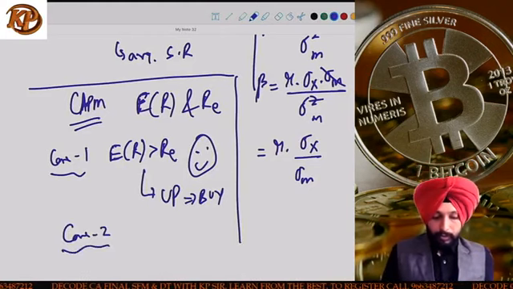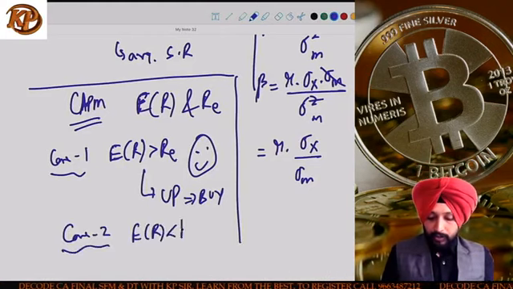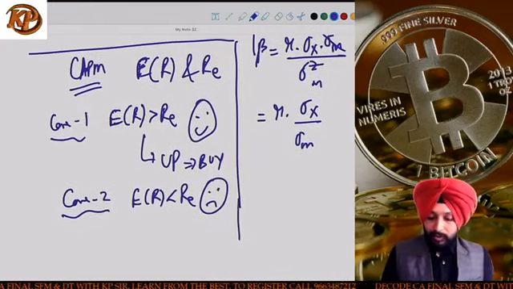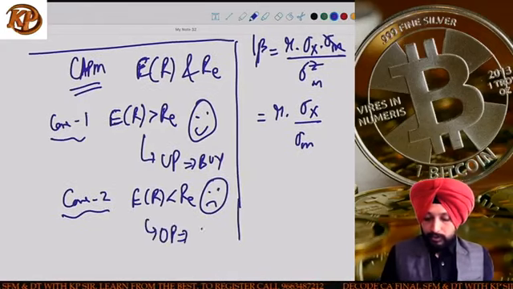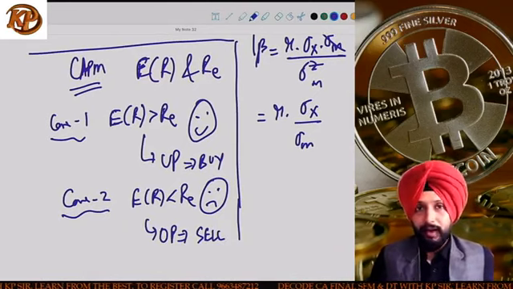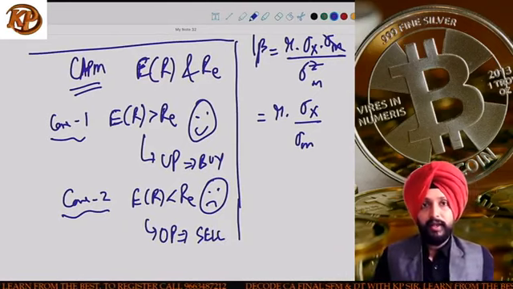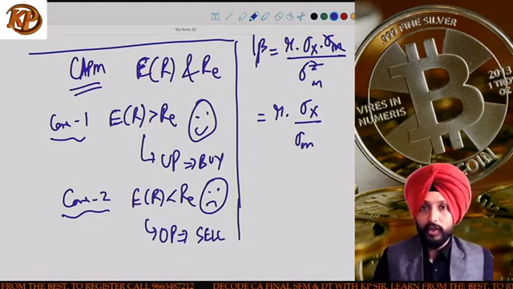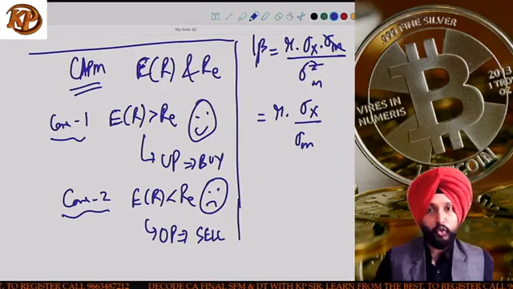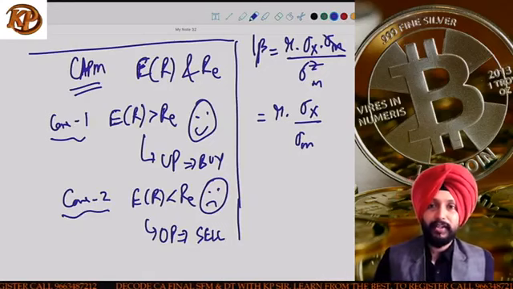Case 2, if ER is less than RE, the stock is paying less than what I expect, what I require, then for me the stock is overpriced and we give a sell recommendation. So ER and RE comparison is done. If ER is greater than RE, we say the stock is underpriced and we give a buy recommendation. If ER is less than RE, we say the stock is overpriced and we give a sell recommendation.